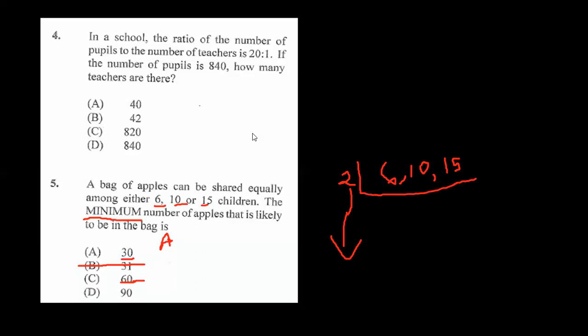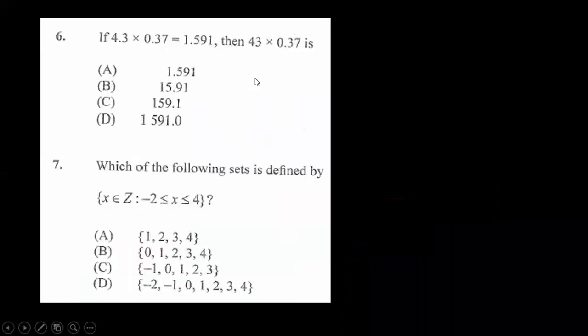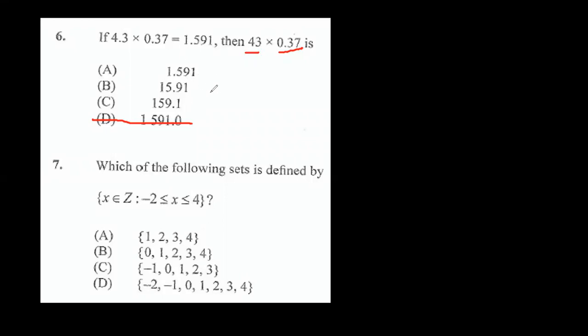Awesome. Let's continue. Let's see what we have here. If 4.3 by 0.37 is equal to 1.591, then 43 by 0.37 is what? Which is the obviously wrong answer here? It's going to be D. So D immediately, right? 43 by 0.37 cannot be 1,550, right? This is an easy question. So don't get it incorrect.